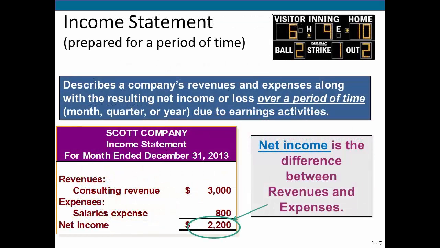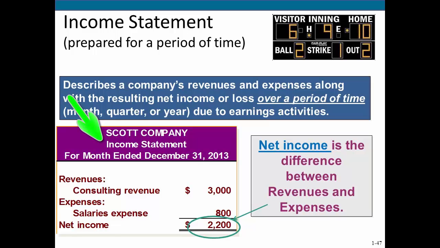The income statement summarizes revenues and expenses and computes net income. Net income is defined as the difference between revenues and expenses. If expenses exceed revenues, we have a net loss rather than net income. Remember, the income statement starts with the good news first, revenue.